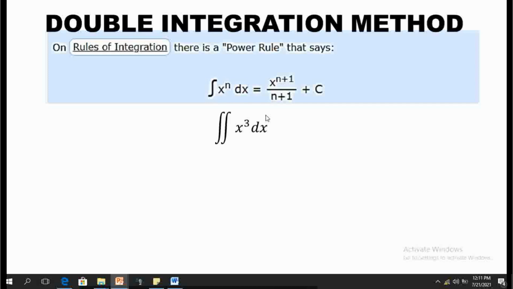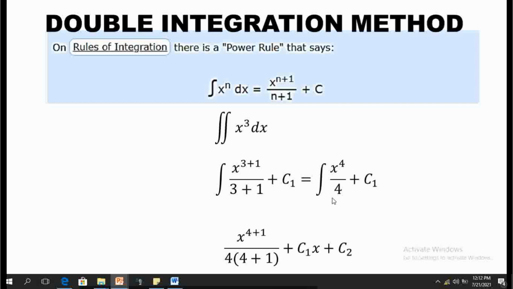So, paano ba yun? Let's have an example. Let's say for this one, double integral of x cubed dx. So, paano siya? First is, we have to take the integration of your x cubed dx. That is x, your n is 3, so plus 1 over n plus 1, 3 plus 1, plus c1. Bakit c1? Kasi, di ba, twice ko siyang i-integrate. So, simplifying this, that is x raised to 4 over 4 plus c1. Again, i-integrate natin siya ulit. And this is now my answer.